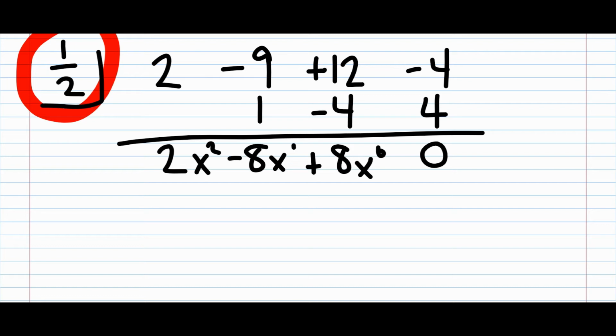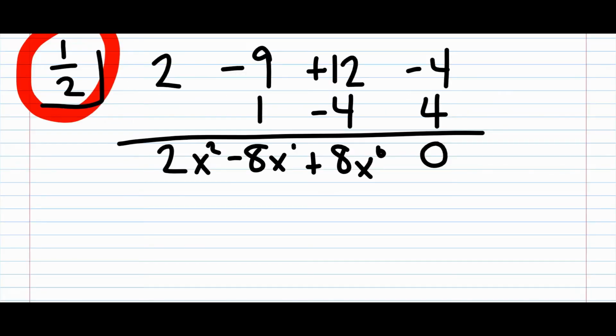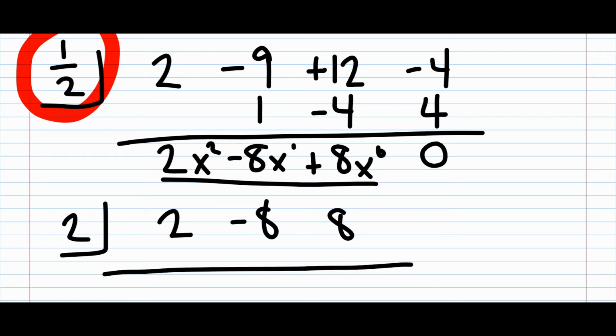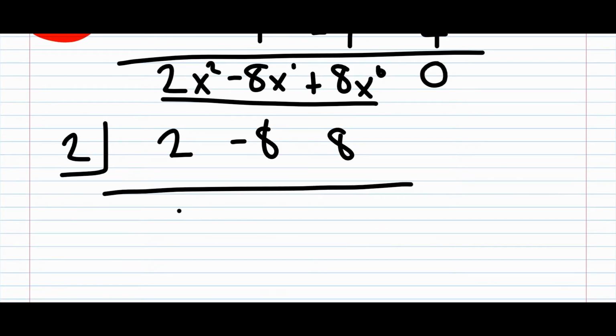But just to show you how this process continues, I'm going to take the other 0, which was a positive 2, and I'm going to do synthetic division on that with these coefficients right here. So 2, negative 8, and positive 8. Again, that quadratic is factorable, and I would encourage you to go ahead and factor it. But if this had been a larger polynomial, you just keep this process going.